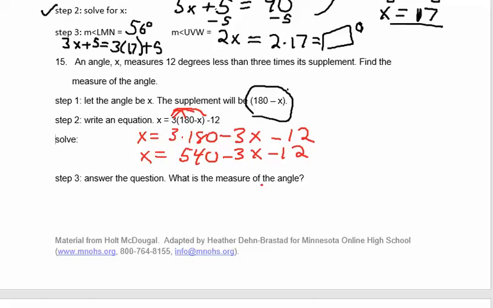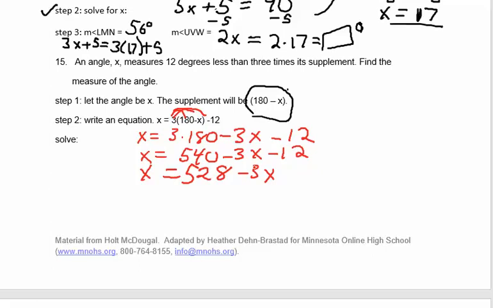Let me give myself a little more room here. I think I can. There we go. So x equals 540 minus 12. Well, 540 minus 10 would be 530, and I need to subtract 2 more, so 528 minus 3x. That's the 540 minus 12.